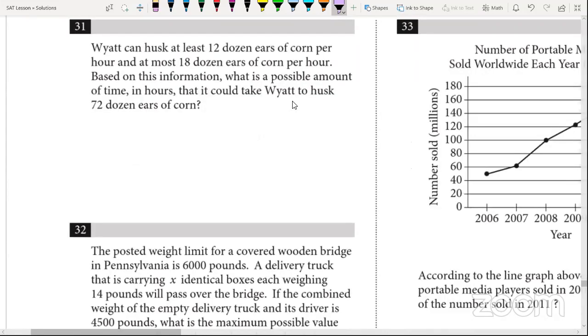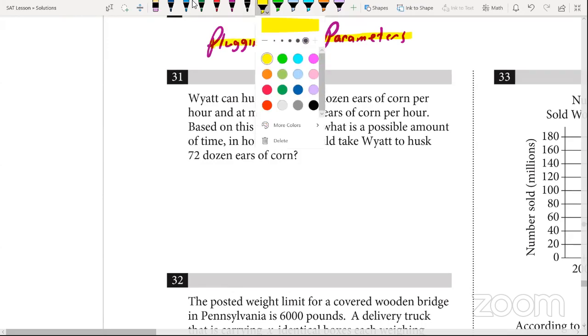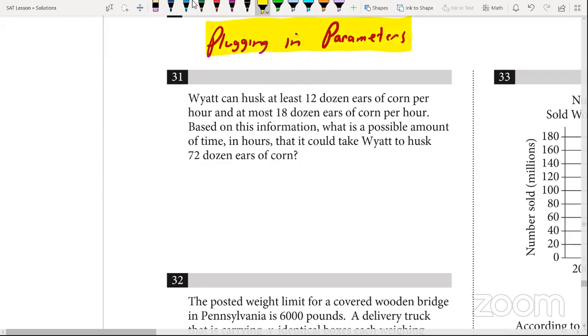Moving along to number 31. So 31 is the idea that we refer to as plugging in parameters. And for plugging in parameters, my recommendation is to go ahead and see both sides of it. So if Wyatt can husk at least 12 per hour and at most 18 per hour, then we can figure it out for both.